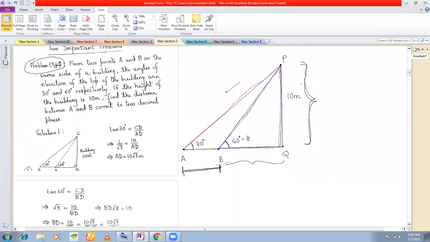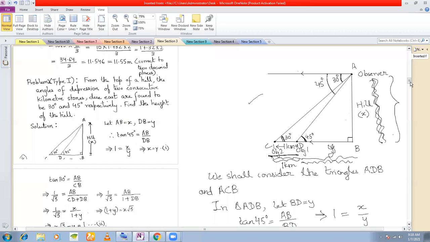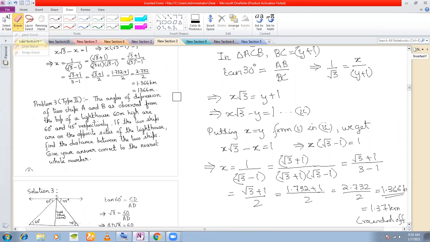You'll see that the basic difference between problem number 1 for type 1 and problem number 2 for type 1 is that in the first problem you had to find out this length and this height was given. In this type 1 problem, you had to find out this height where this length was given to you. So that is the basic difference between these two. Now we move on to the type 2 problem, the third problem for type 2.